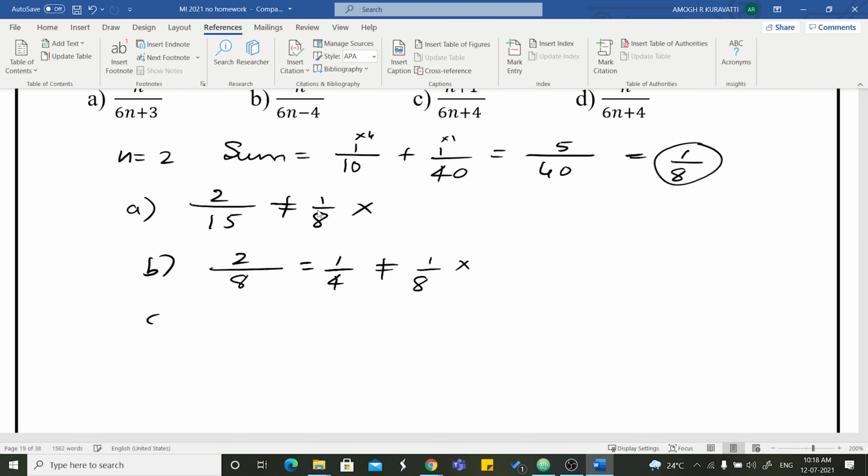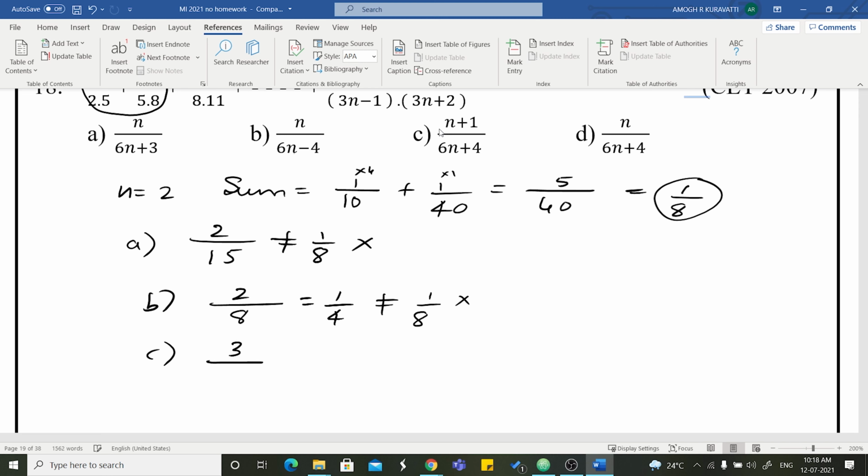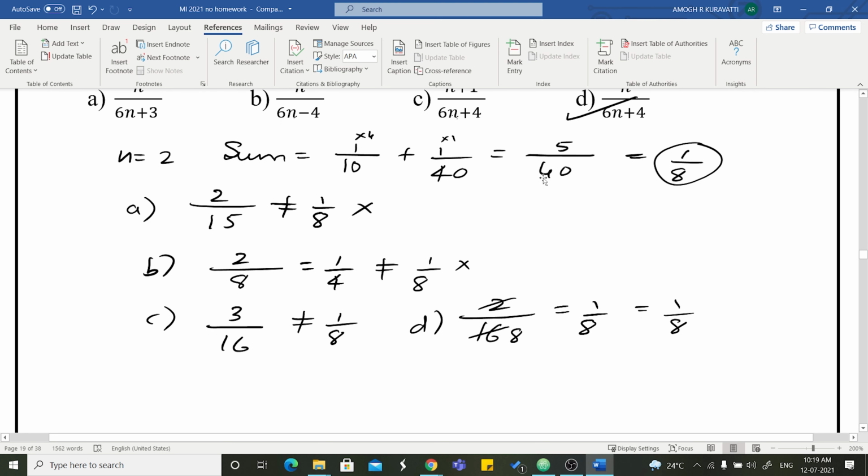Option C. What is option C? n plus 1 by 6n plus 4. N value 2 plus 1, 3 by 6, n value 2. 6 twos are 12 plus 4, 16. Is 3 by 16 equal to 1 by 8? No. Take option D, n value 2 by 6 into 2, 12 plus 4, 16. 2 ones are 2, 8s are, that is 1 by 8 is equal to 1 by 8. So option D is the right option. Okay. We should keep cross-checking.